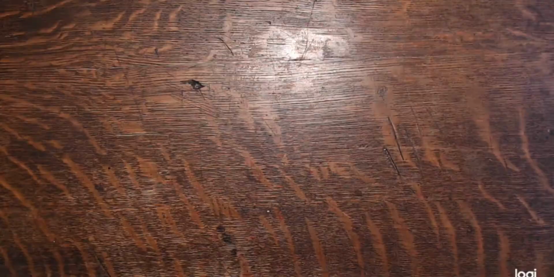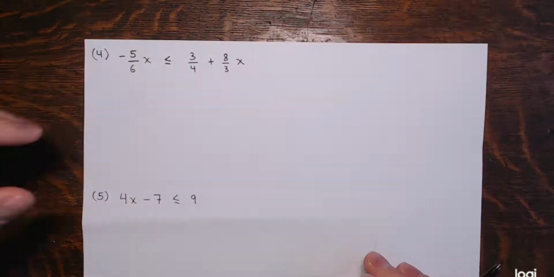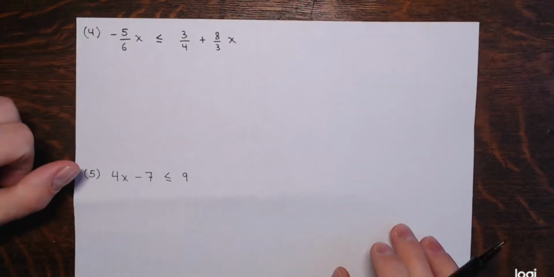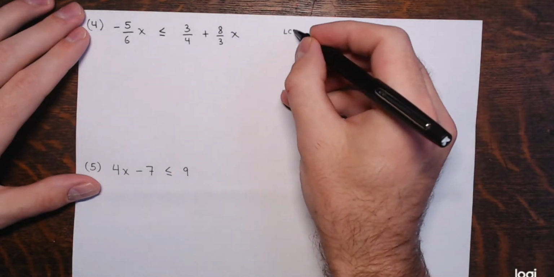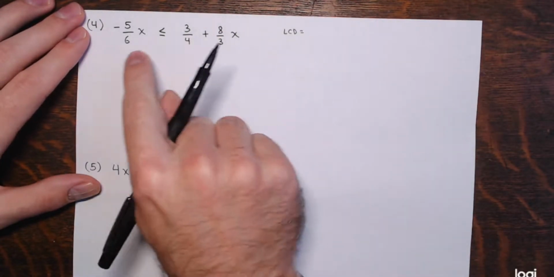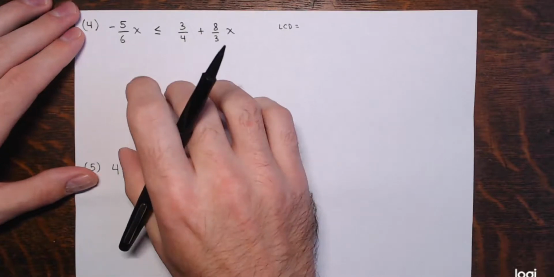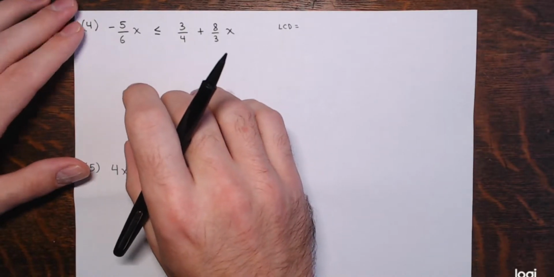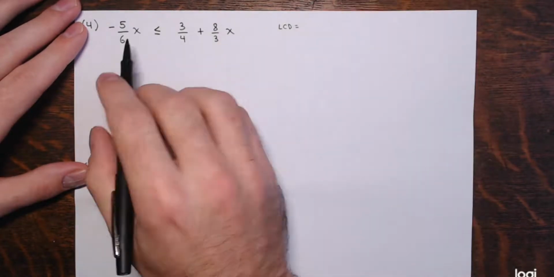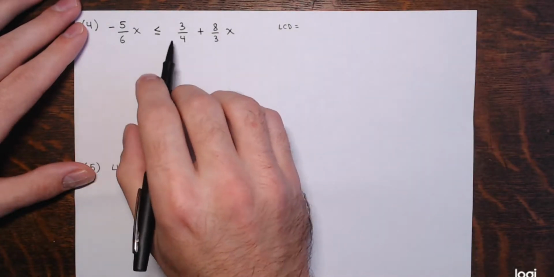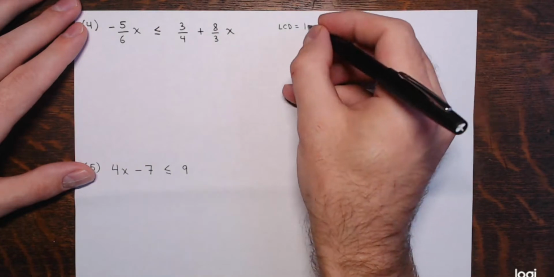Next, same stuff. Only this has a few more fractions in it. So here the LCD, again, if you want to keep the fractions, keep the fractions. There's nothing wrong with that, as long as you know how to add and subtract and multiply and divide with fractions. But the denominators in this are 6, 4, and 3. The least common multiple of those would be 12.